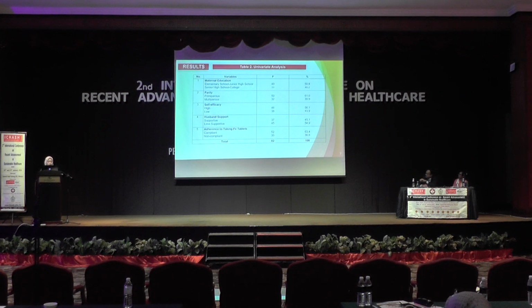From table 2, the analysis showed most education was high school or college, namely 56.8%, maternal parity was primipara 61%, self-efficacy was high, namely 56.1%, husband support was less supportive, namely 54.9%, and adherence in taking FA tablets was mostly adherent, namely 63.4%.